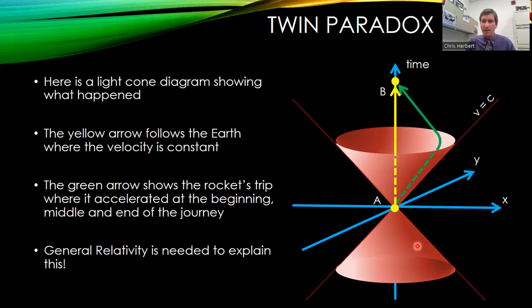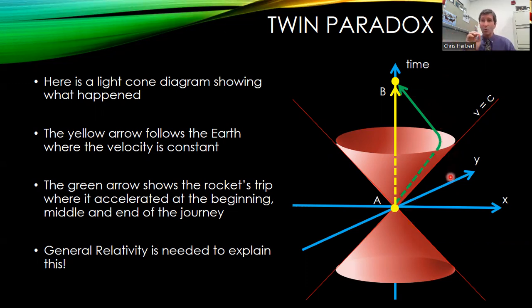It looks like the twin on Earth took a shorter path than the twin who went to Alpha Centauri and back, or whatever system and back. And therefore, shouldn't the twin in the rocket have aged more? Okay, that's not how it works.